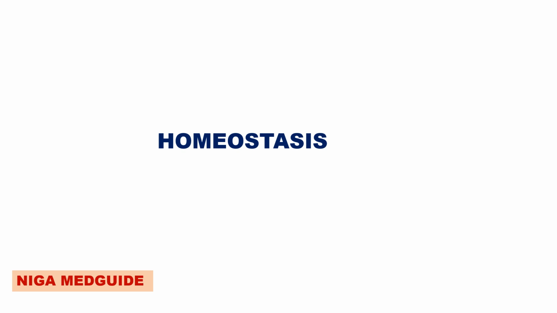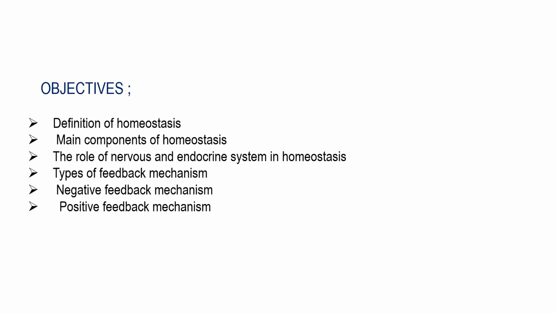Today's lecture topic is homeostasis, and this is a basic topic of physiology subject. Let's discuss it in detail. Objectives that we will cover in this lecture are homeostasis definition, its main components, role of nervous and endocrine system in homeostasis, and mechanism involved in homeostasis, that are positive and negative feedback mechanism.